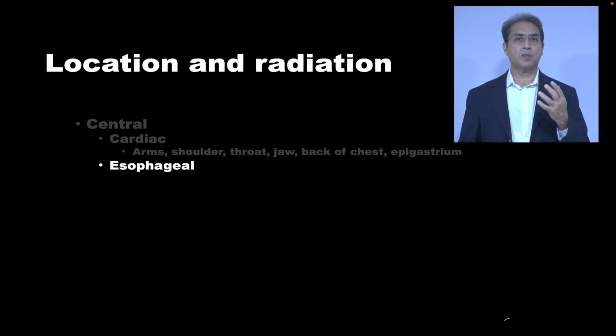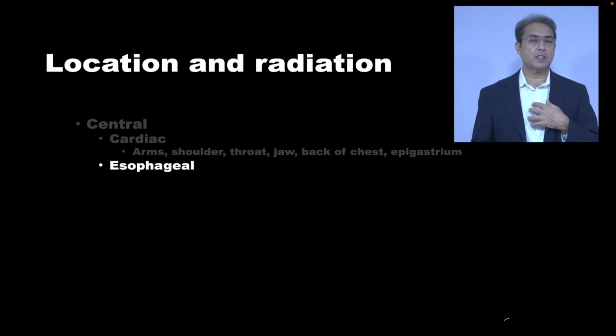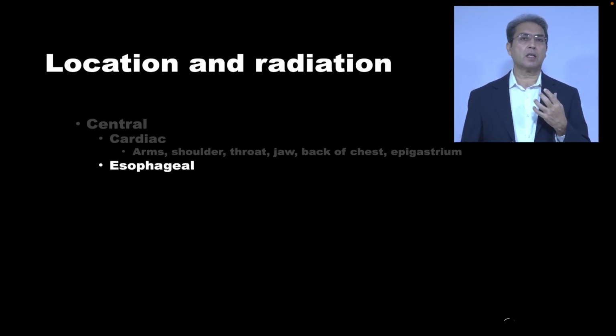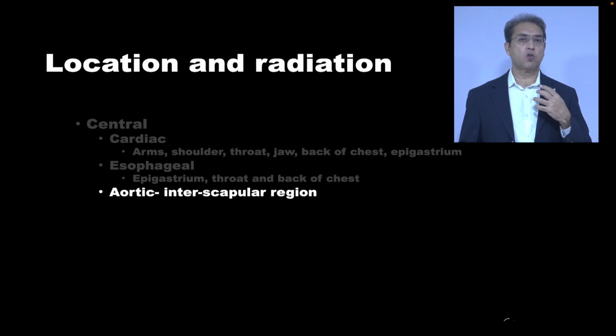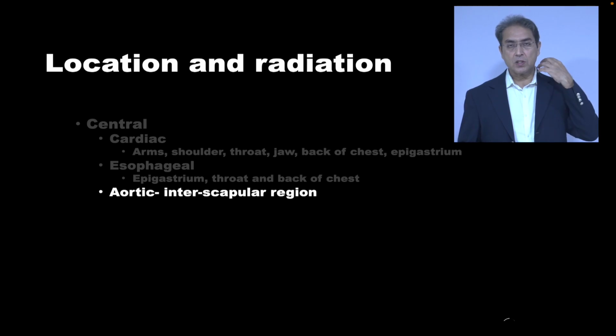Similarly, central origin pain may be because of the esophagus. Patients who have esophageal spasms or ulcers in the esophagus may have pain in the central region of the chest. This pain is quite similar to the pain in cardiac disease. Sometimes it's difficult to differentiate between these two. There may be additional features which might be helpful in differentiating these two pains. It may radiate to the epigastrium, to the throat, or to the back of the chest. And then you've got aortic pain, which is quite a serious pain of aortic dissection, which is felt in the center and may radiate towards the back.